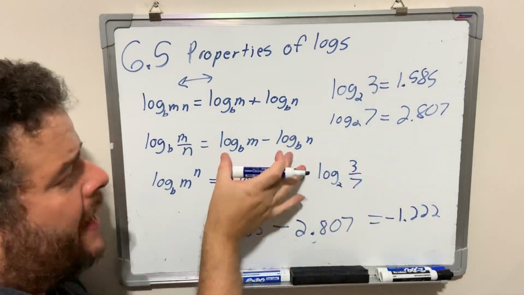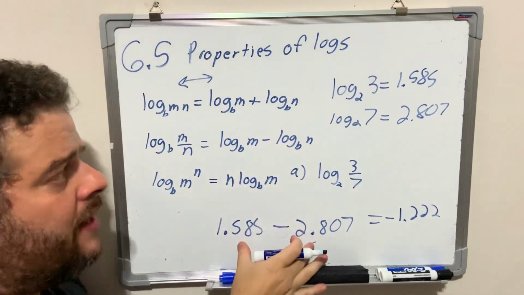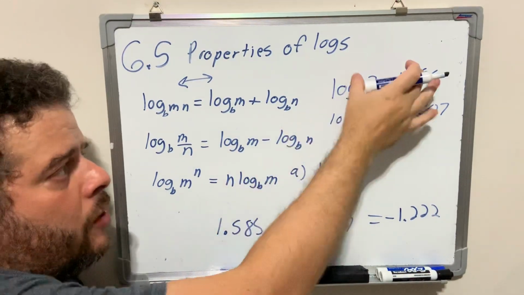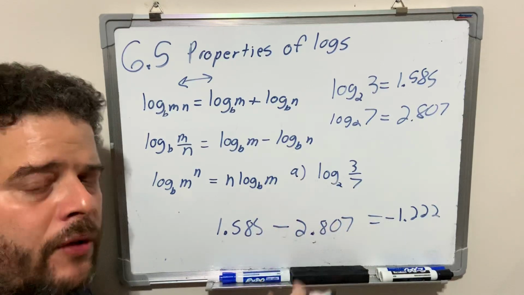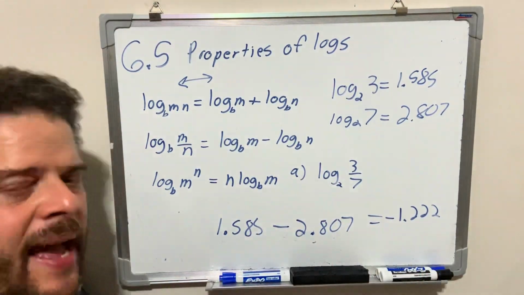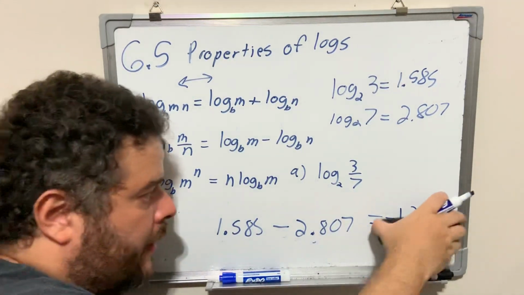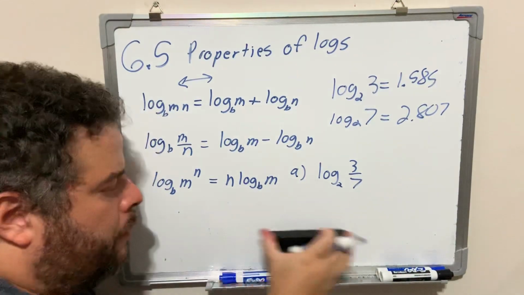So again, what did I do here? I expanded using the properties of the logs, turned that expression down here, and then I substituted those values for the ones that are being used in the expression. Then basic arithmetic gives me the actual answer. That was example A.